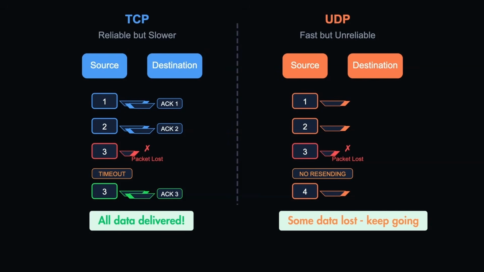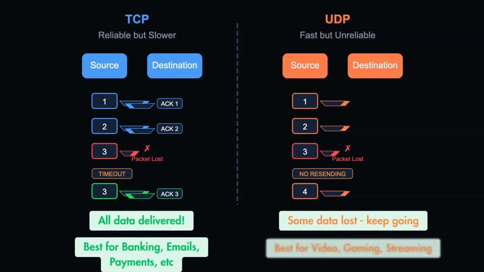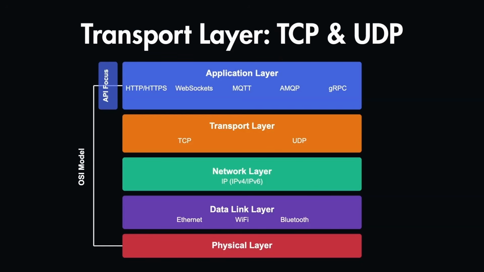And when choosing between those two, these are the main things that you need to look for. If you need the connection to be safe and reliable, then you need to go with TCP. Or if you need it to be fast and lightweight, and some data loss might be acceptable, then you will need to go with UDP. For example, TCP is best for banking, emails, payments, and so on. And on the other hand, UDP is mostly used in video streaming, gaming, and so on. These are the main things that you need to know about the application and transport layers, and these are the only layers that you will need to use when building APIs.